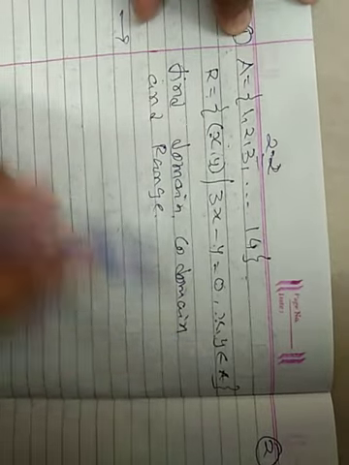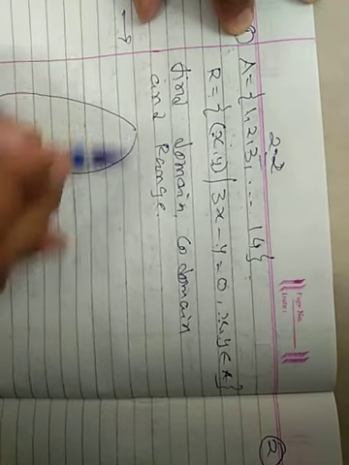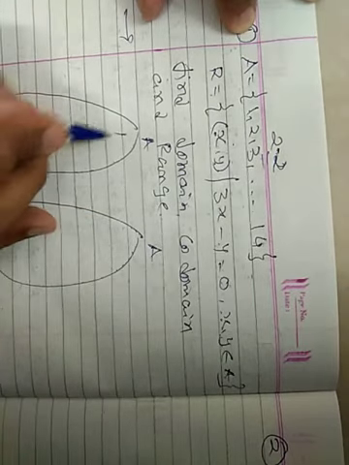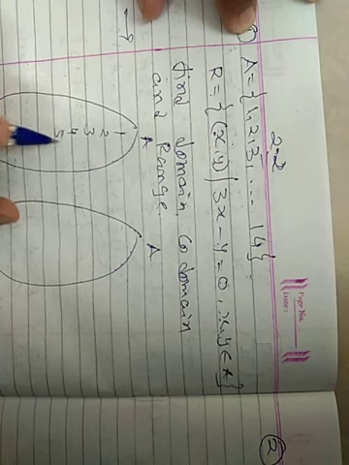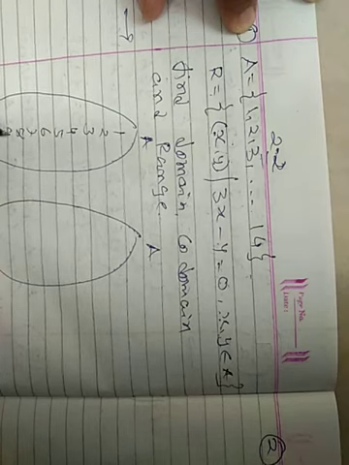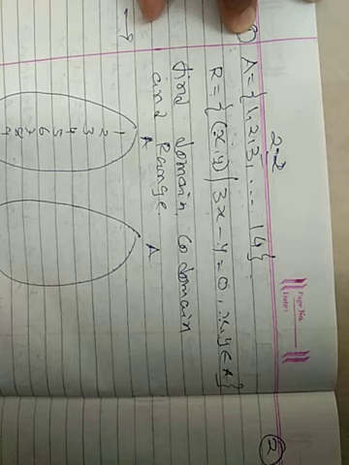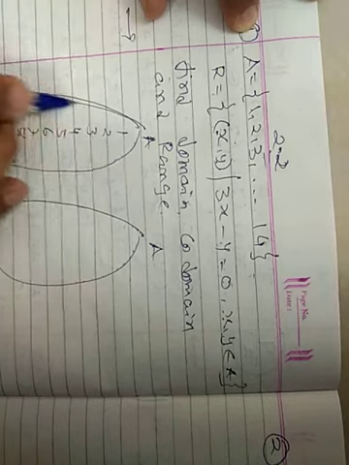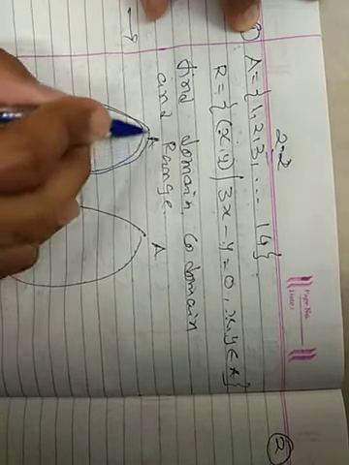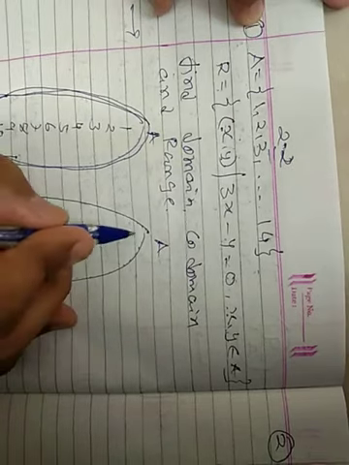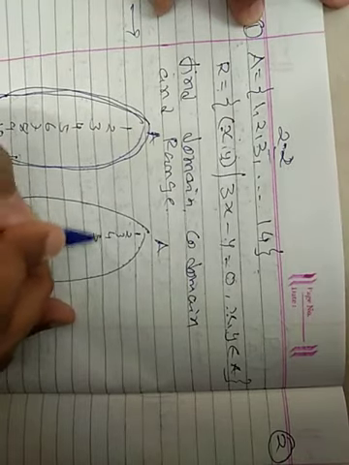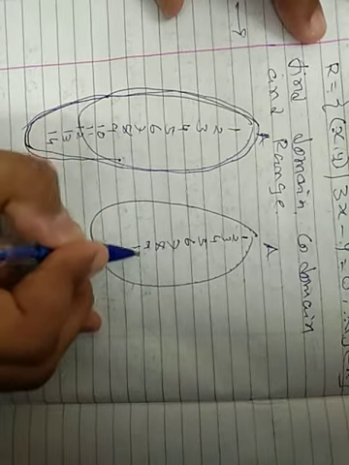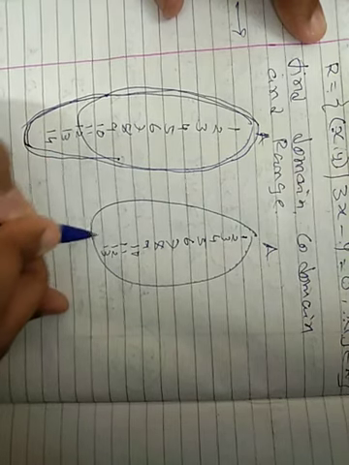Here x and y are from A, that means an A to A relation. 1, 2, 3, 4, 5, 6, 7, 8, 9, 10, 11, 12, 13 and 14. Let this be bigger. I draw a Venn diagram. Similarly 1, 2, 3, 4, 5, 6, 7, 8, 9, 10, 11, 12, 13 and 14.